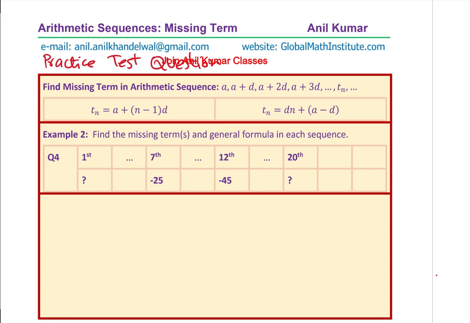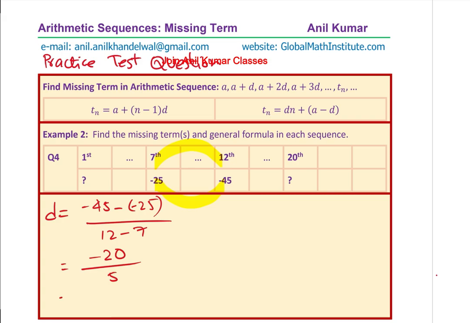Perfect. The idea is we have to first find the value of d by taking these differences, right? So the ratio of these differences. So the value of d is basically minus 45 minus minus 25, divided by 12 minus 7. That is how you get the value of d, right? So it is minus 45 plus 25. And when you take away 25, you get minus 20 here, right? And the denominator 12 minus 7 is 5. And that gives you minus 4 as the value of d.